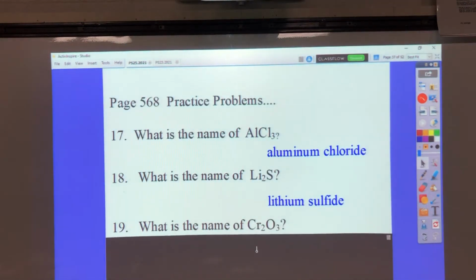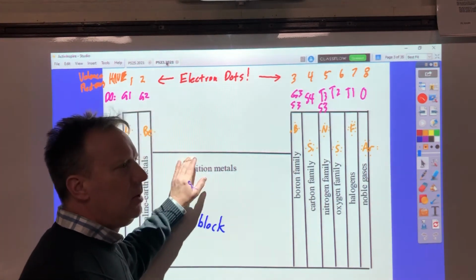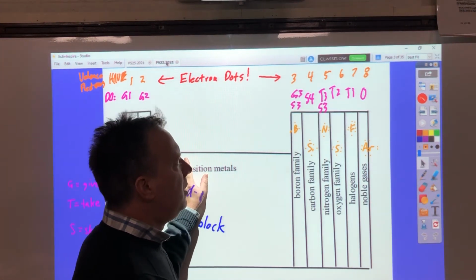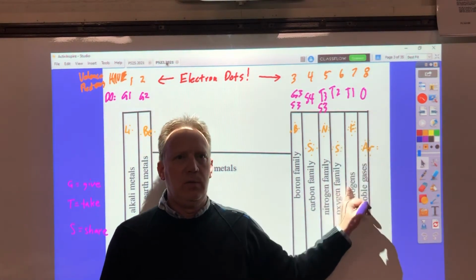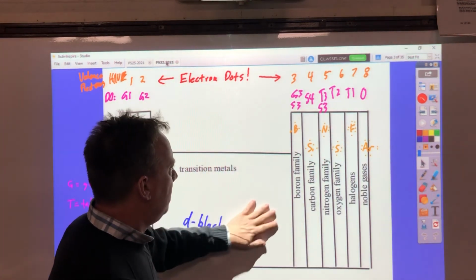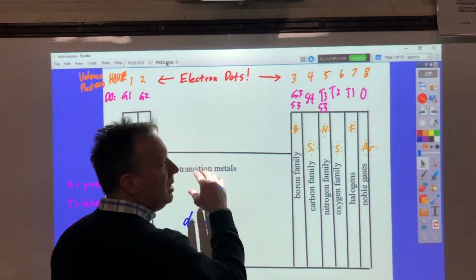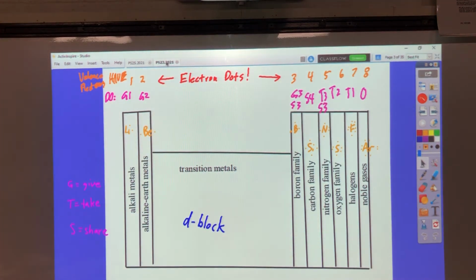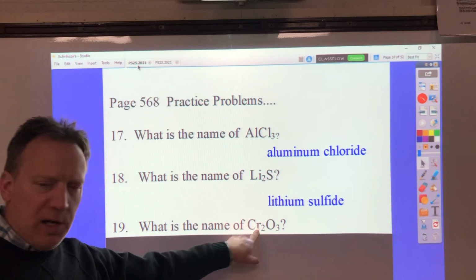And then the last one, got a Cr and an O3. Well, if you look, Cr is up here, right about here. It's chromium, and it's bonding with oxygen, which is over here. So it's chromium oxide, except this is a transition metal. So you don't know what its oxidation number is going to be. You have to figure it out. And you have to tell what it is. So it's not just chromium oxide. So how are you going to know what that number is?